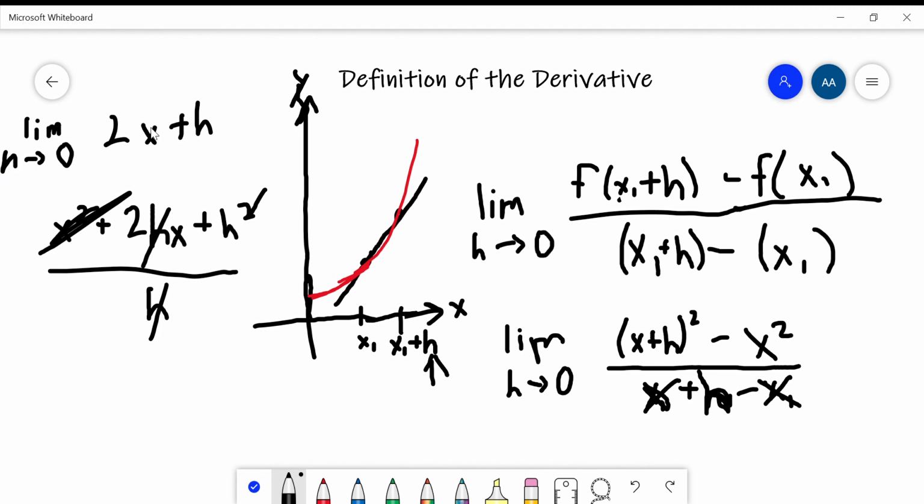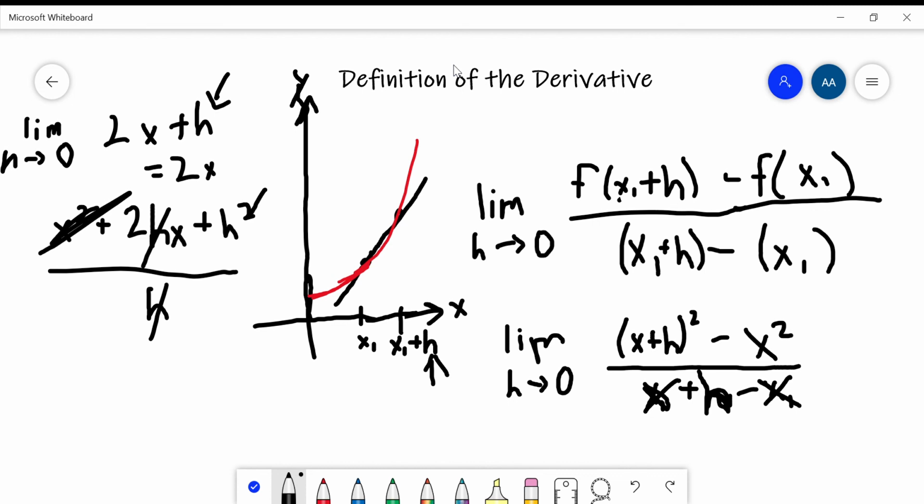Now you'll notice that if we plug in 0 here, you'll get just 2x. And if any of you know anything about how to solve the derivative, maybe if you know the power rule, maybe you've watched my videos on that, you'll know that the derivative of x squared, which is the function that we were using for this example, is 2x. And that is what we got here, therefore proving that in this case, the definition of the derivative worked.